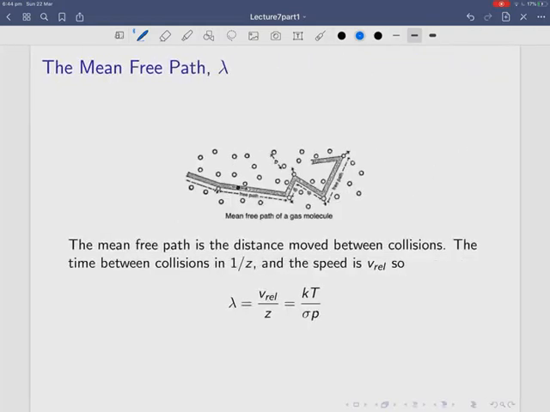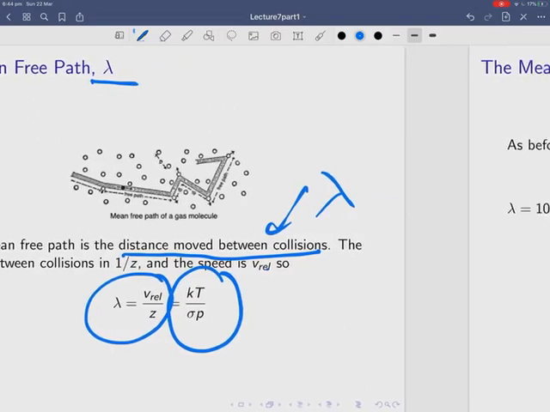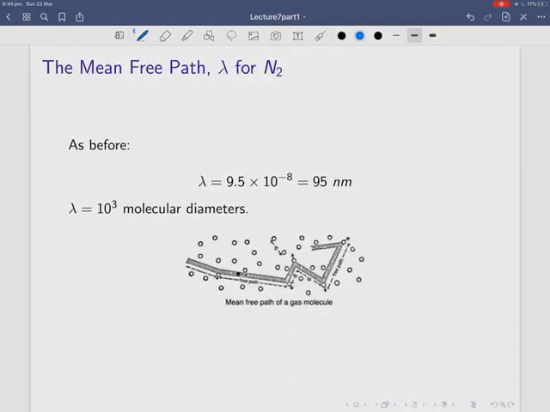Okay, so what we need to introduce now is the idea of the mean free path, which is normally given the symbol lambda. It's the distance moved by a molecule between collisions. So it's distance moved between collisions. Okay, that's lambda. The time between collisions is 1 on z, and this relative speed is vrel, so it's very easy to figure out what lambda is. It's just vrel divided by z, which turns out to be kT, temperature, divided by the cross-section area, divided by P, the pressure. You can get that from the ideal gas law.